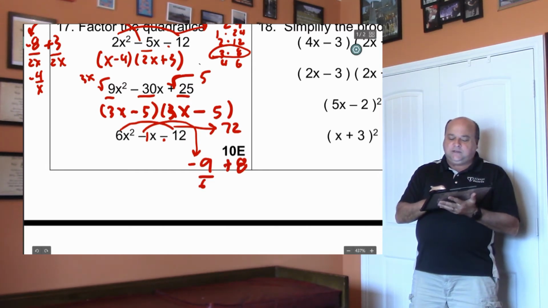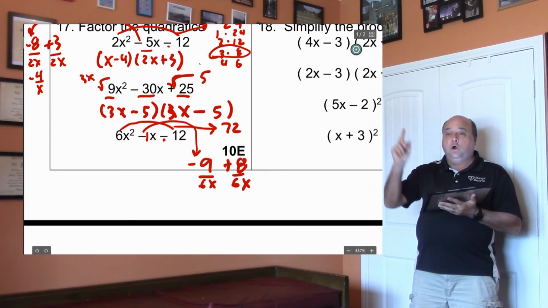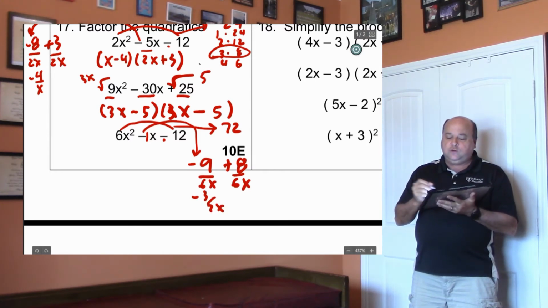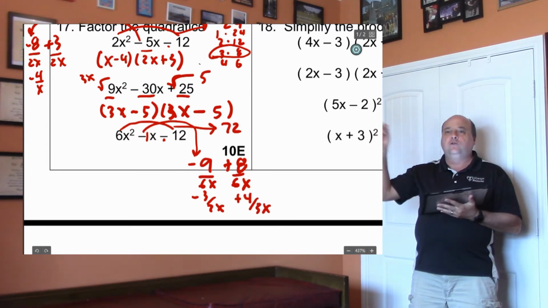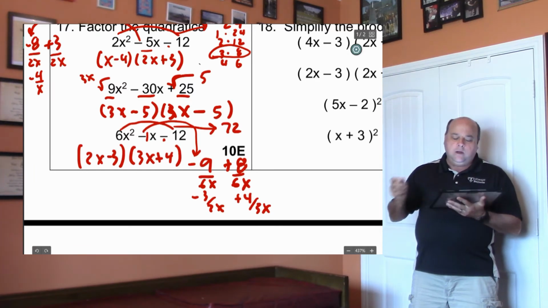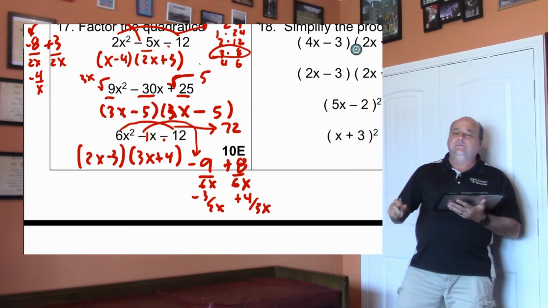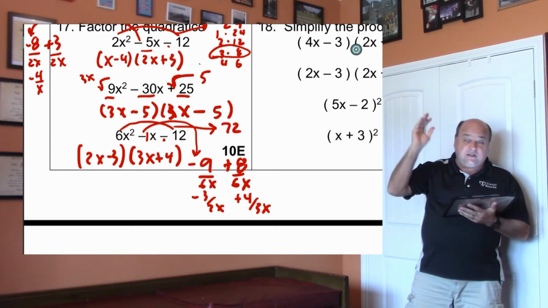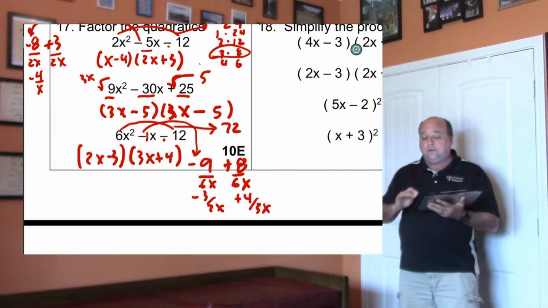And then I'm going to put 6x on the bottom. Both of them will simplify. This one will simplify to negative 3 over 2x. This one will simplify to plus 4 over 3x. Those are my parentheses. So my factors are going to be 2x minus 3 and 3x plus 4. So those are the factors of that, okay? Later on this week, we're going to go from the factors to the zeros. That's essential that you can do that, okay?